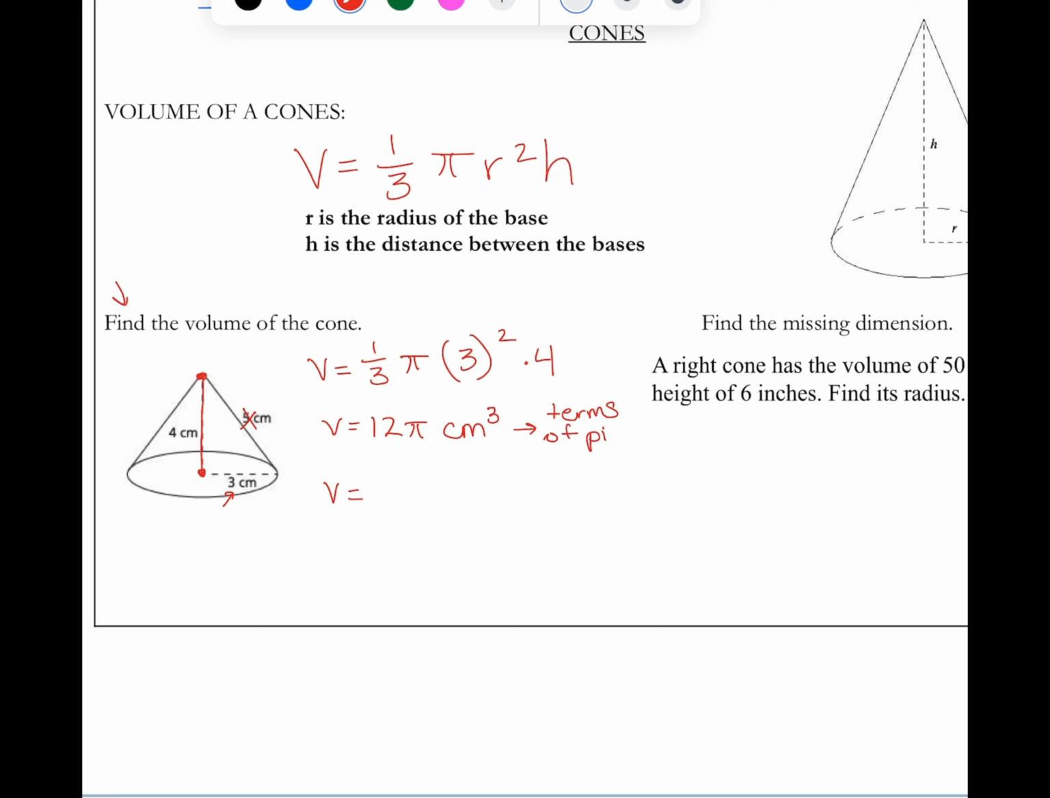Now if it asks for your answer rounded to the hundredths place or a specific decimal place, you would then multiply 12 times pi to give you your decimal, which you should get something along the lines of 37.699. Or if you want to round to one decimal place, we could do 37.7, and it would still stay centimeters cubed. So both of these answers are equal and both are correct.